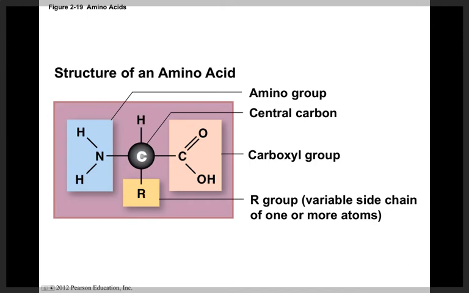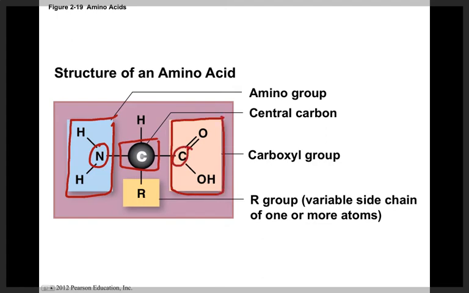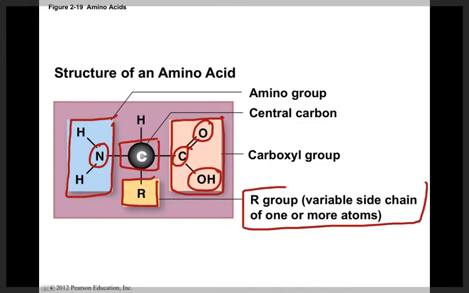Now, amino acids all look the same. They have a central carbon, and off of that central carbon they have an amino group. The amino group contains a nitrogen. They also have a carboxyl group. A carboxyl group is a carbon with a double bond to oxygen and a single bond to a hydroxide ion. And then there's also the R group, and the R group is going to determine what type of amino acid it is. There are 20 different types of amino acids.